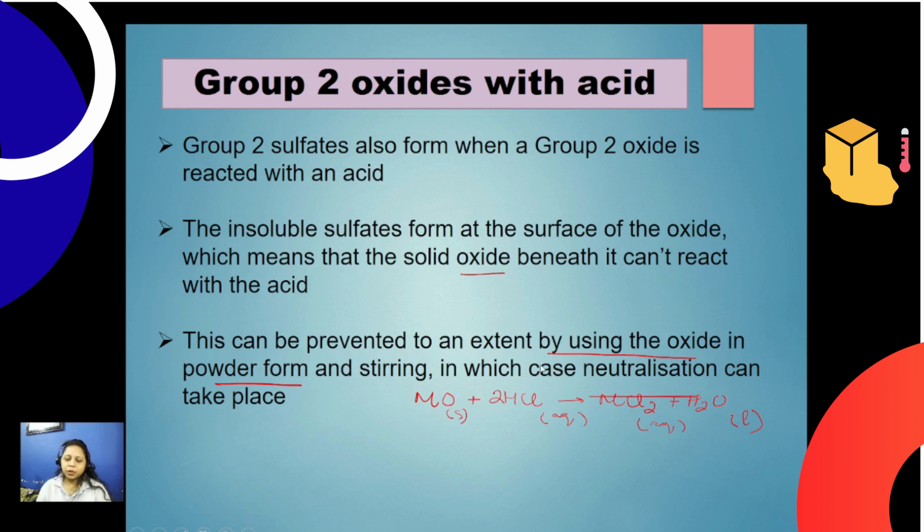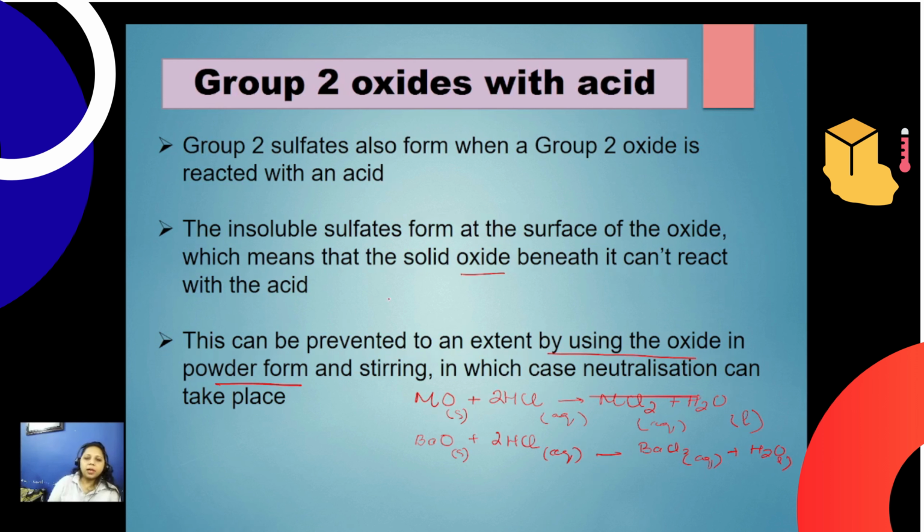It's not that difficult. Even if you want to add the hydroxide, the same reaction would form, but since we are discussing oxides here, mention oxides only. You can write, for example, barium oxide with 2HCl, which is aqueous. It reacts to form barium chloride, which is soluble, so aqueous, along with water. Clear? The reaction is quite easy.